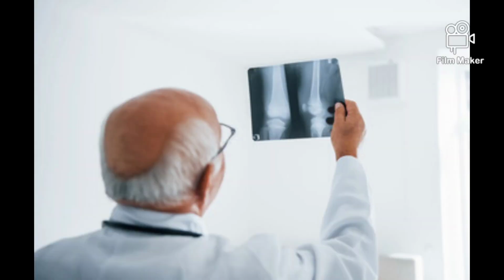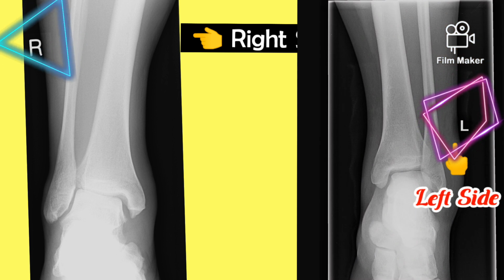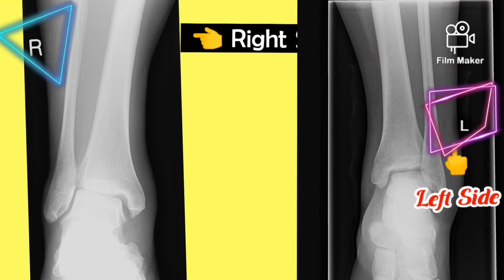And whenever we get the x-ray report, first we should see whether it is the right side or left side. If there is a symbol of R on the x-ray report, we can say it's the right side. If there is L, we can say that it is the left side of the leg.